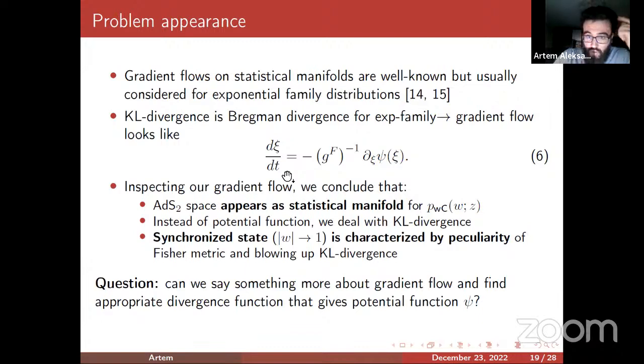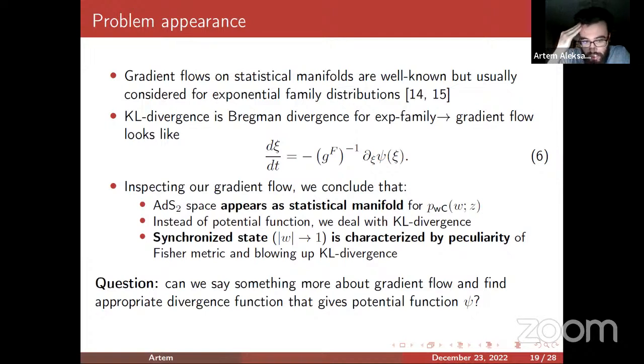Inspecting our gradient flow, we conclude that the hyperbolic space, the apparent hyperbolic space, is the statistical manifold of wrapped Cauchy distributions. But instead of a potential function, we deal with the Kullback-Leibler divergence. And the last statement is that the synchronized state, which corresponds to W going to 1, is characterized by a peculiarity of the Fisher metric. And if I compute the Kullback-Leibler divergence, I can see that it blows up in the synchronized state.